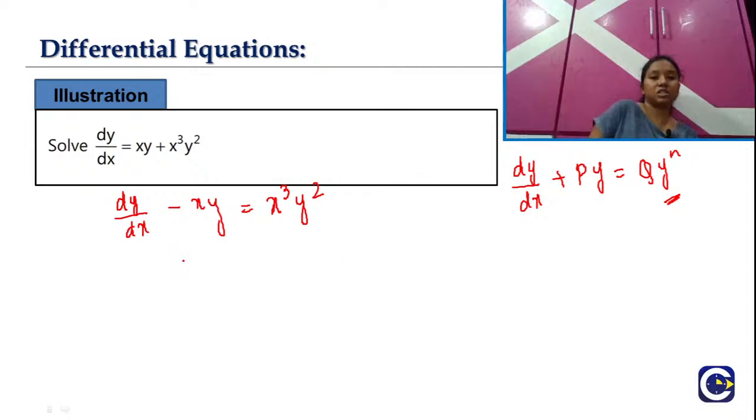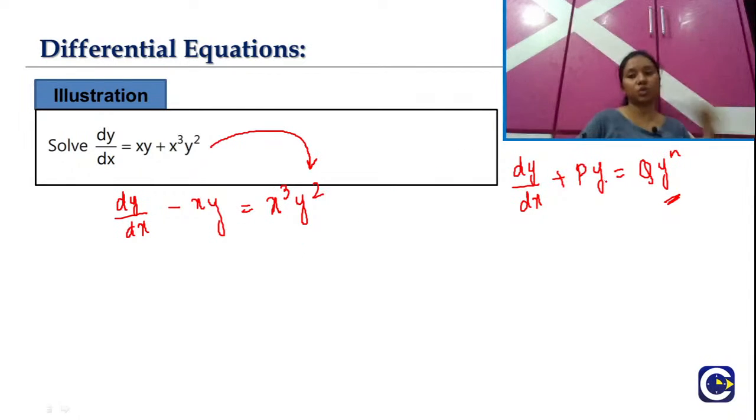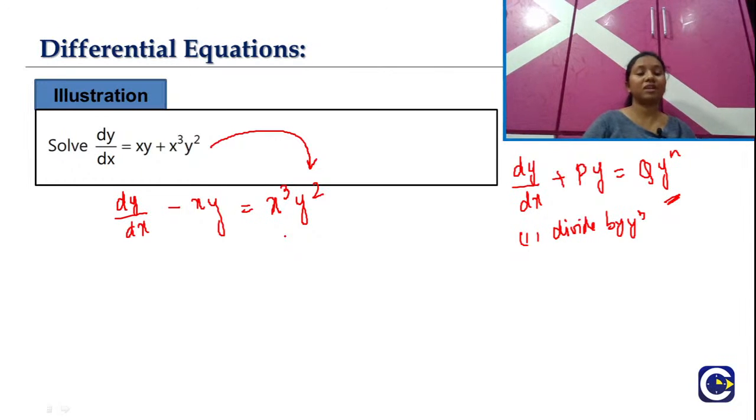So by rearranging this given differential equation, we end up having it in Bernoulli's form of equation. You can compare it here: dy by dx plus p into y is equal to q into y power n. So the first step here will be to divide by y power n. That means here, divide the entire equation, both sides, by y square.